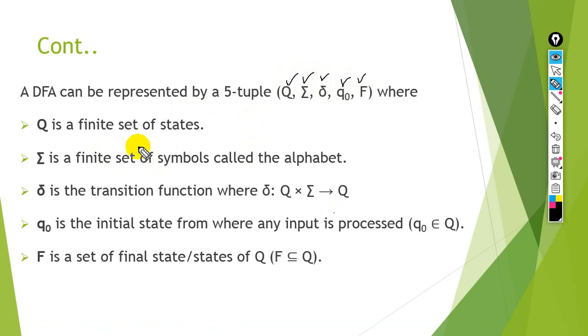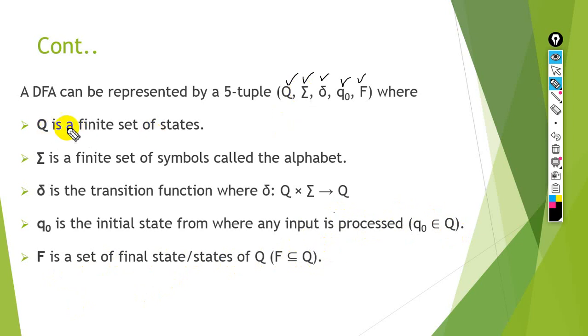Here, Q is a finite set of states. Sigma is a finite set of symbols called the alphabet. The small sigma is the transition function, where Q multiplied by alphabet gives Q. Q naught is the initial state from where any input is processed. Q naught belongs to Q. F is a set of final states, a subset of Q. F belongs to Q.